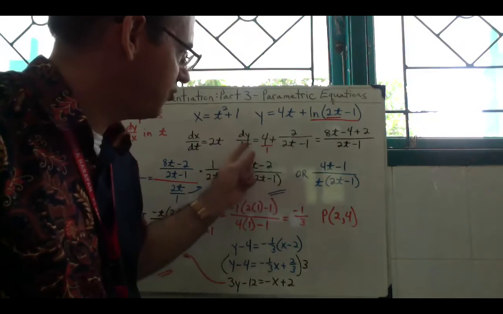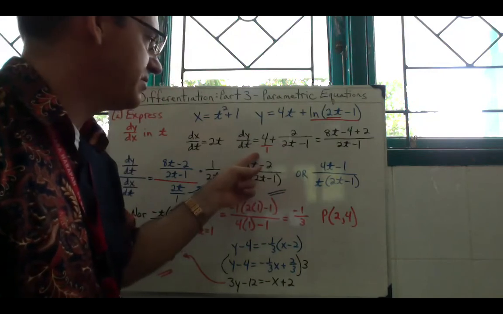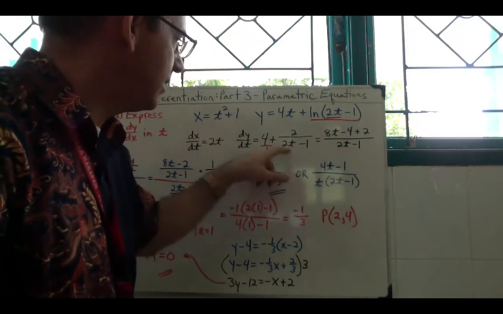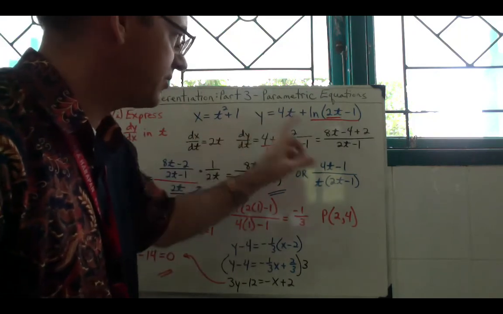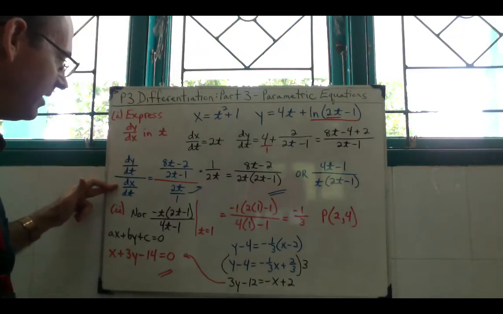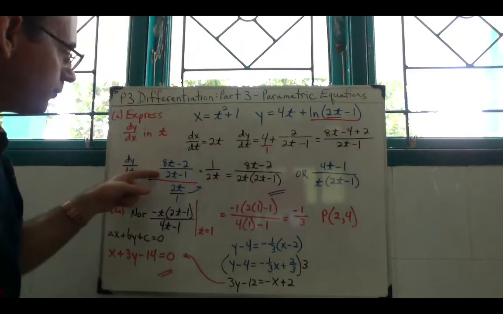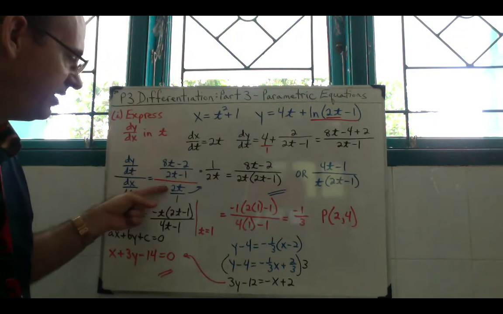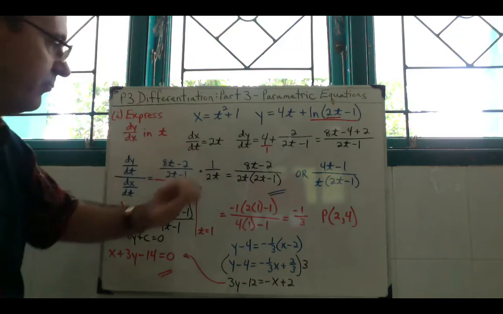Then, because we have two different terms here, we want to combine them and get a common denominator. That's why I put over 1. So our common denominator is 2t minus 1. Multiply the top here by 2t minus 1, and we get 8t minus 4, plus the 2 that's already there. And now we can do our dy dt divided by dx dt. So this becomes 8t, combine that, you get minus 2 over the 2t minus 1. That's the numerator. The denominator is 2t. I put it over 1 because we want to invert and multiply to get our chain rule.